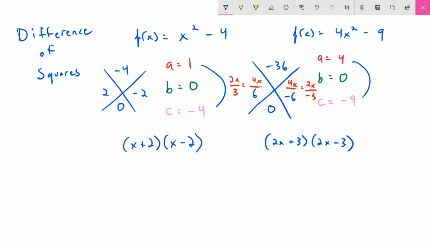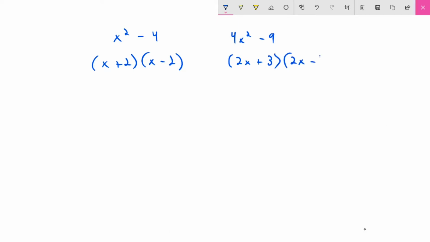All right, so looking at these two examples we just did, watch this. We had x² - 4. The answer was (x + 2)(x - 2). Then our second example, we had 4x² - 9. You can see our answer was (2x + 3)(2x - 3).